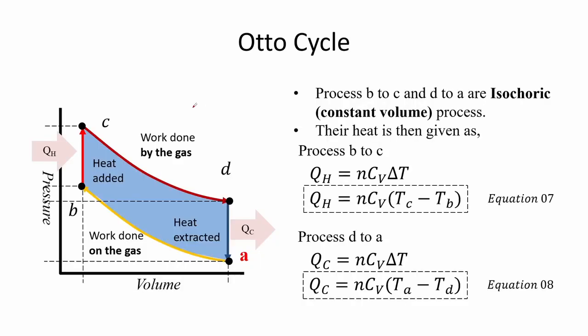Let us look at the isochoric processes where heat enters, or QH, and the heat leaves, or QC. We recall that both process B to C and D to A are isochoric processes, or constant volume. So the equations that describe the heat entering and leaving are given by equation 7 and equation 8. Note that the molar heat capacity is given for constant volume condition.